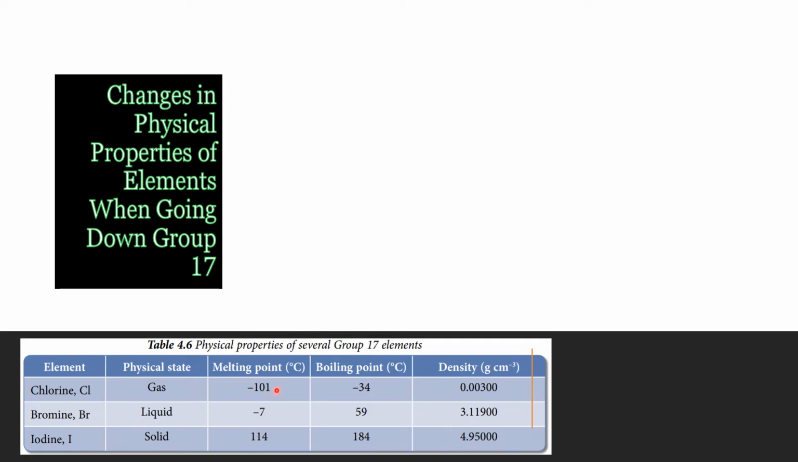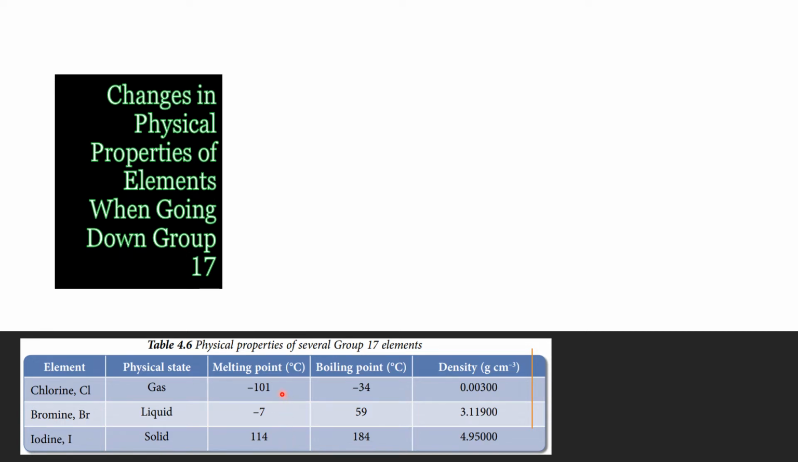Let's look at the melting point. The melting point of chlorine is negative 101 degrees Celsius. Bromine negative 7, iodine 114 degrees Celsius. So you can see the trend of the changes in melting point as well as boiling point. It increased going down group 17.